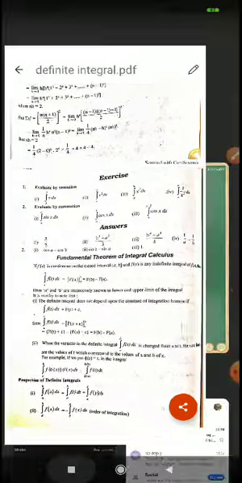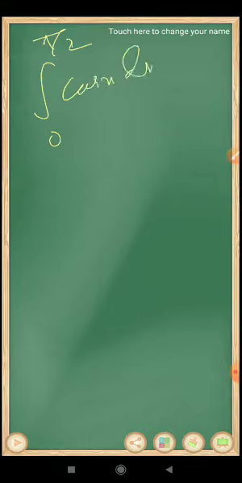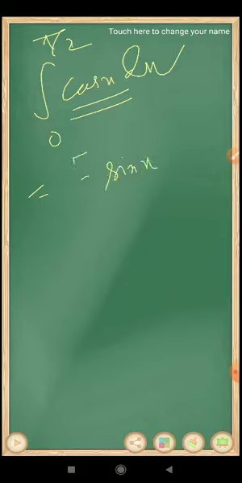Cos x, integration 0 to pi by 2, cos x into dx. So what is the integration of cos x? Cos x integration is minus sin x. Okay, minus sin x plus c. So here 0 to pi by 2.